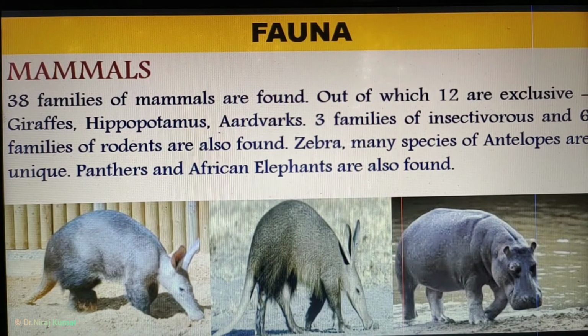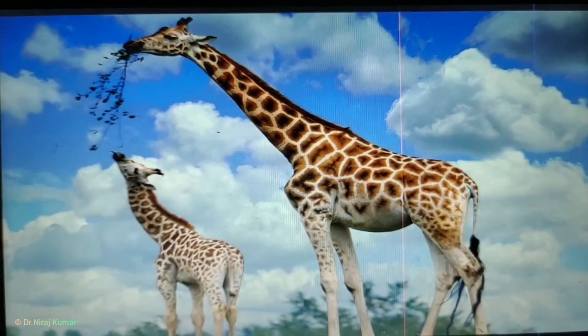Among vertebrates, last is mammals. So there are total 38 families of mammals, out of which 12 are exclusively found in Ethiopian region. Among these, giraffe, hippopotamus, aardvarks, 3 families of insectivorous and 6 families of rodents are also found. Zebra, many species of antelopes are unique. Panthers and African elephants are also found. This is giraffe.